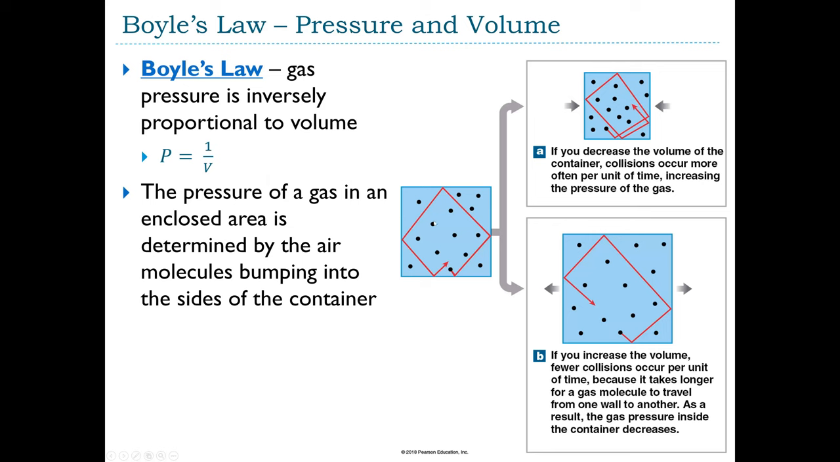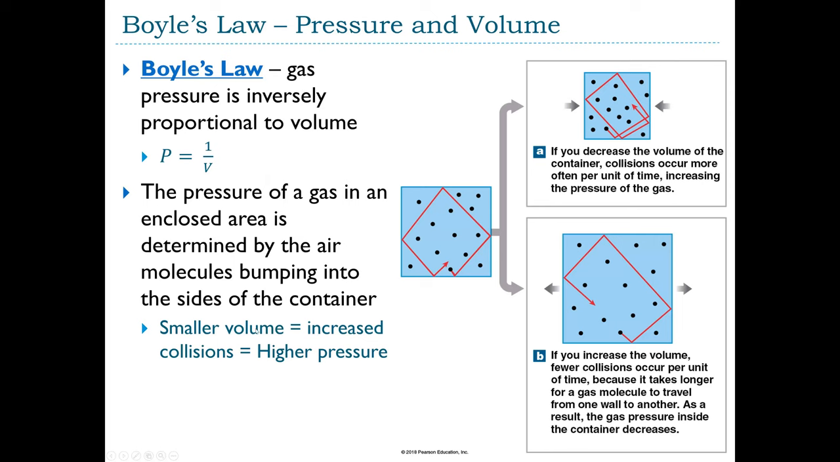And so the pressure inside this container is a measure of how often these air molecules collide with the sides of the box. So if I decrease the volume, and I keep the amount of gas in there the same, I'm going to have more collisions because the walls are closer together. I have the same number of air molecules. So because there's less space in here, they're going to hit the sides more. And because they're hitting the sides more, that is what we call a higher pressure.